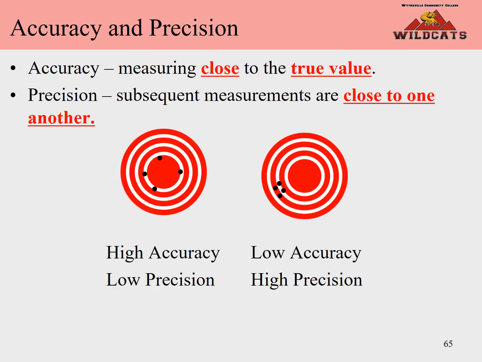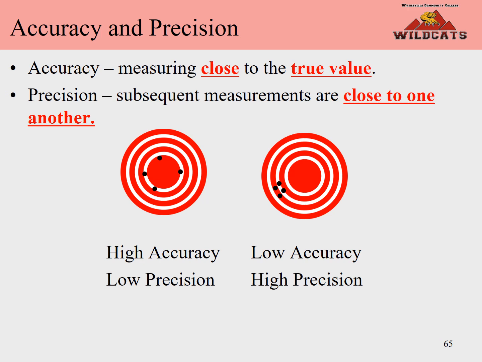Why do we worry about significant figures? Because of this thing of accuracy and precision. Accuracy is measuring how close to the true value we get something. So if you take a look at our dartboard, precision is subsequent measurements are close to one another. So accuracy is getting the correct answer. Precision is getting the same answer.